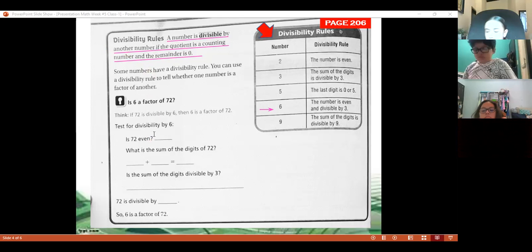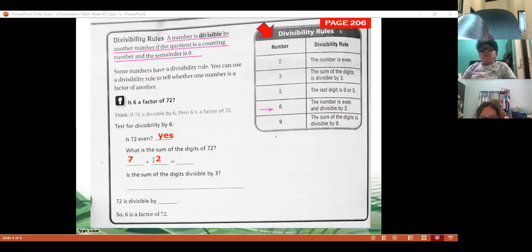So let's write it down. Is 72 even? Yes. Right now, just yes or no. Okay, that is a test. We identified that 72 is even. So maybe it can be divisible by 6. But the second part says that it must be divisible by 3. So what is the sum of the digits of 72, class? We add the digits 7 plus 2. 72, we have 2 digits. Digit number 7 and digit number 2. 7 plus 2? 9.